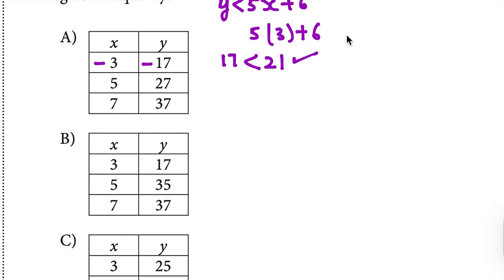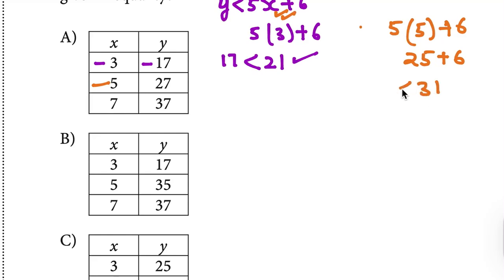Let's check for the second one. The second option is 5. Now I'm checking for (5, 27). 5 times 5 plus 6, this is the left-hand side. 5 5s are 25 plus 6, it's 31, which is less than 27. Okay, correct for the second option too.